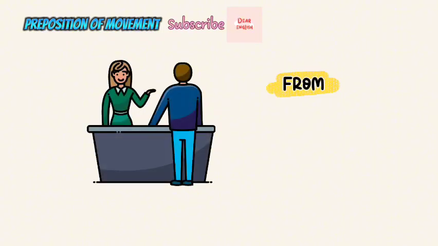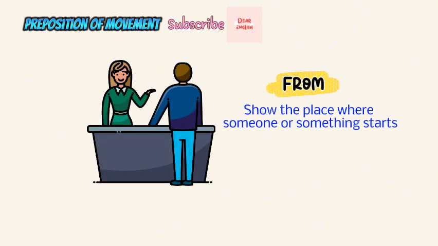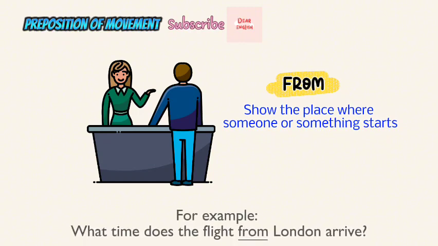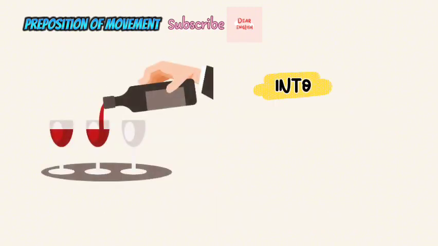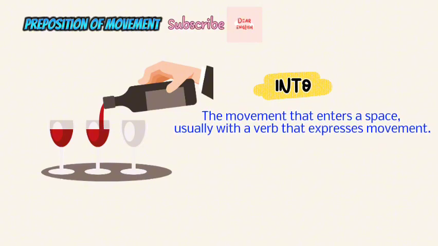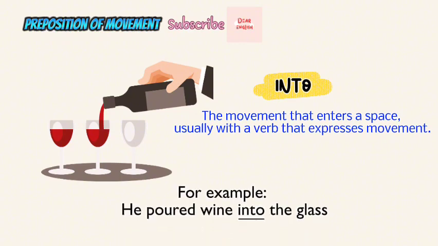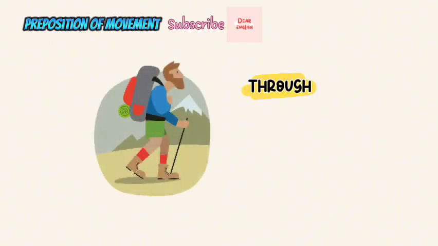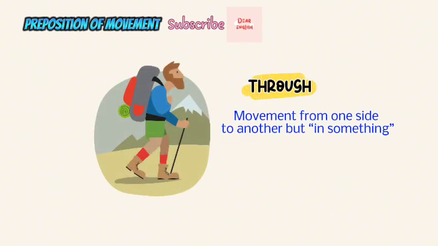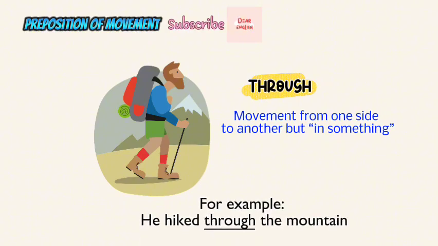From. Show the place where someone or something starts. For example, what time does the flight from London arrive? Into. The movement that enters a space, usually with a verb that expresses movement. For example, he poured wine into the glass. Through. Movement from one side to another, but in something. For example, he hiked through the mountain.